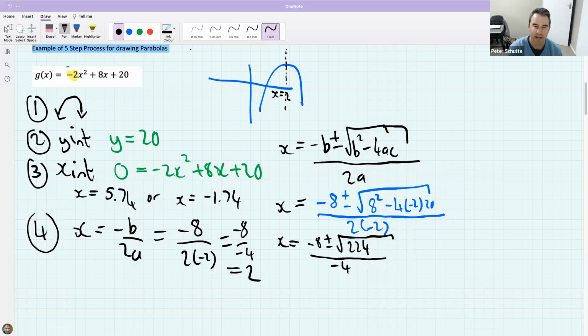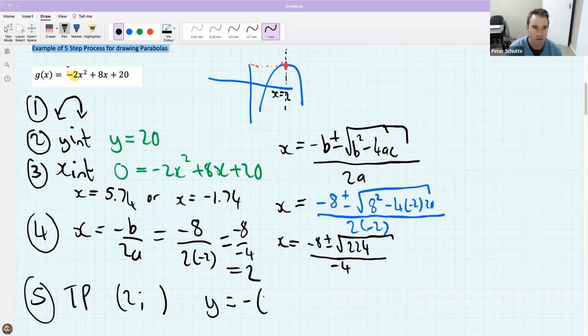But there's something else that's really important in a parabola, something called the turning point. And the turning point has an x value of 2, or whatever the axis of symmetry is. But we still need to find the y value. So step 5 is the turning point, and we need a y value to go with the x value of 2 that you've just found. And the way we get that y value is we sub the 2 back into the original equation.